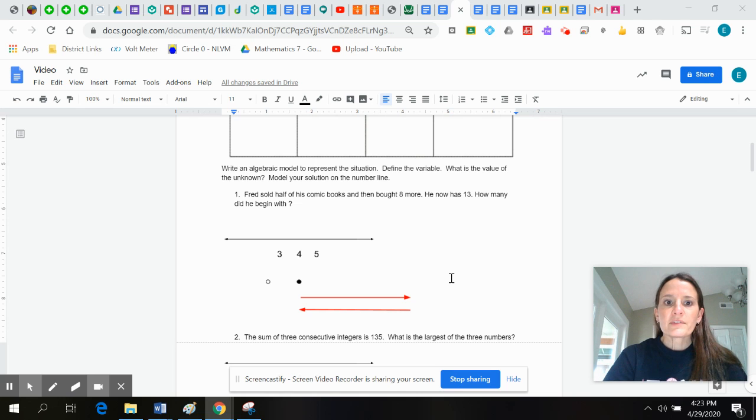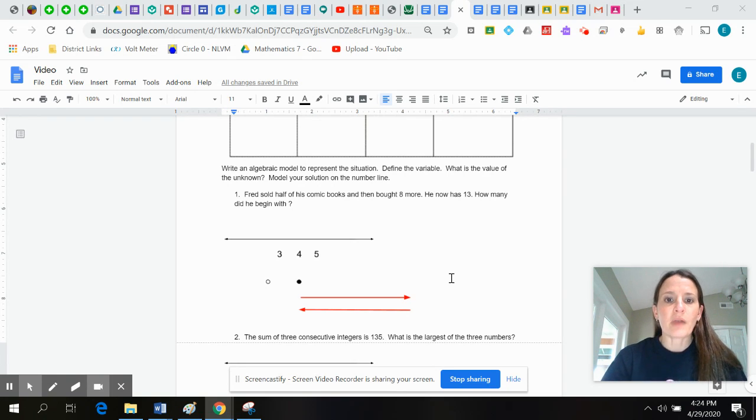All right, so let's go over these problems. In this assignment, I ask you to write an algebraic model to represent the situation, to define the variable. I want to know what is the value of the unknown. That would be the value x. And then I wanted you to model your solution on the number line. So let's get started with number one.